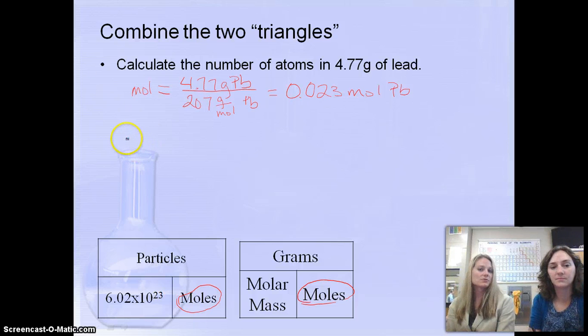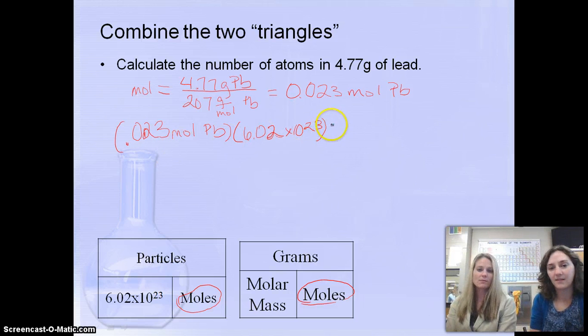Okay. So now we're at moles, and we want to find the number of atoms. Well, I know atoms is a type of particle. So now I can use the first triangle and plug that mole down, and we're going to multiply by Avogadro's number, 6.02 times 10 to the 23rd. Oh my gosh. Okay. And we end up with 1.39 times 10 to the 22nd atoms of Pb.